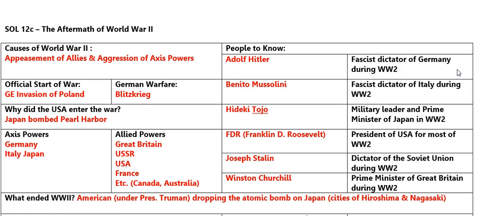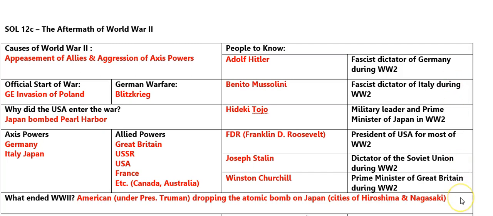And then who's the president at the end of the war, the one who drops the atomic bomb? That'd be Harry Truman. Stalin is the dictator of the Soviet Union during World War II. Remember, Stalin makes us sad because of his great purges. And then we have Winston Churchill as the Prime Minister of Great Britain during World War II.